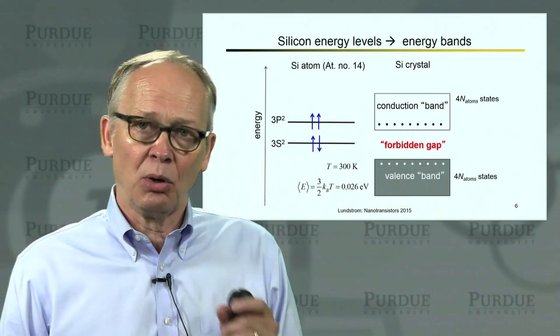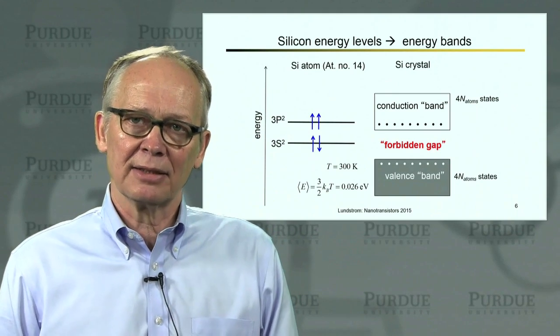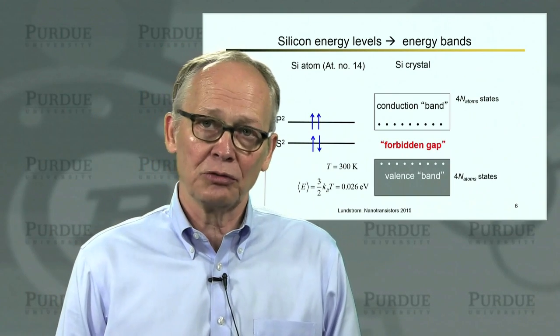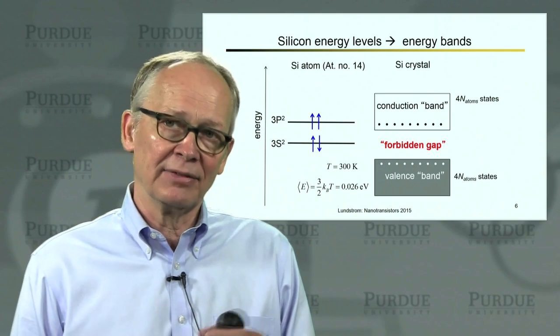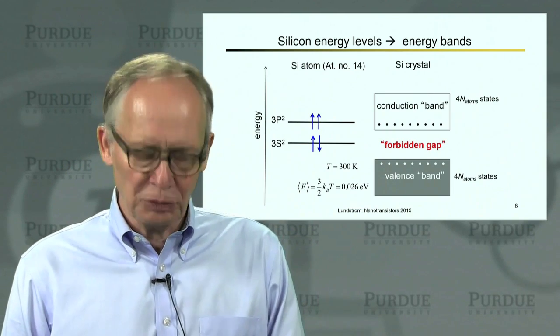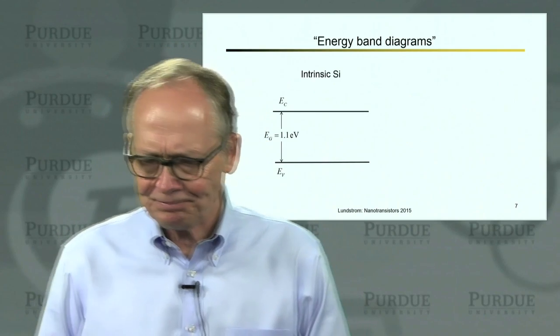We'll find that those holes are mobile and they behave like positive charge carriers. We'll use those for p-channel transistors. And the electrons are mobile. They behave as charge carriers, and we'll use those for n-channel devices.